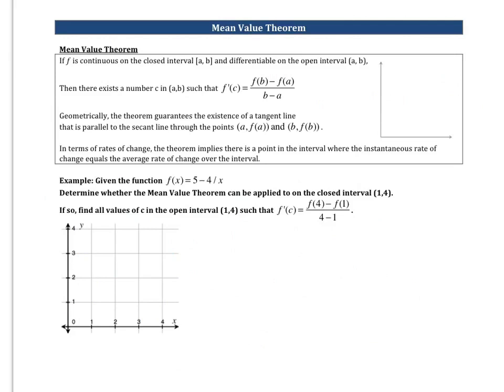All right, our next theorem is called the mean value theorem. It says if f is continuous on a closed interval and differentiable on an open interval, then there exists a number c in that open interval such that f prime of c, or the derivative at c, equals f of b minus f of a over b minus a. Now, geometrically, the theorem guarantees the existence of a tangent line that is parallel to the secant line through our 2 points, a, f of a and b, f of b. So here is what that looks like.